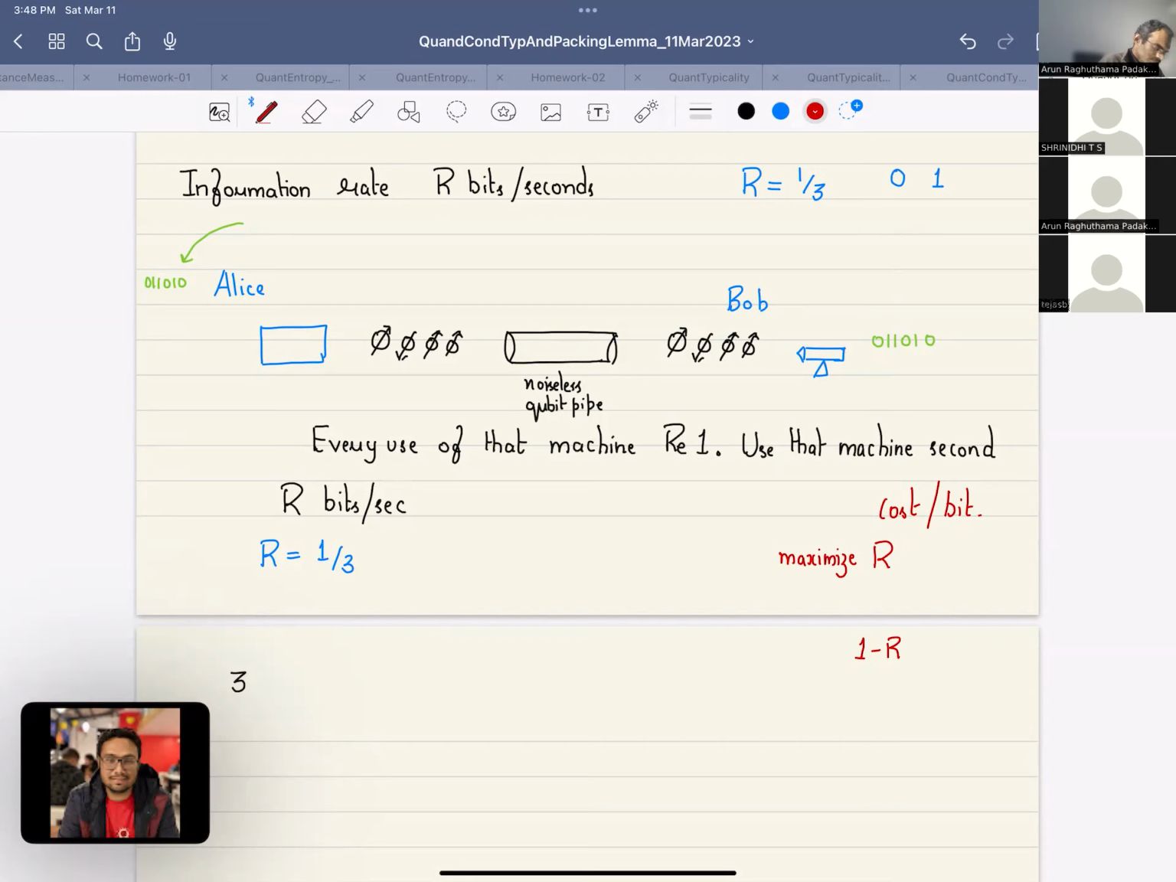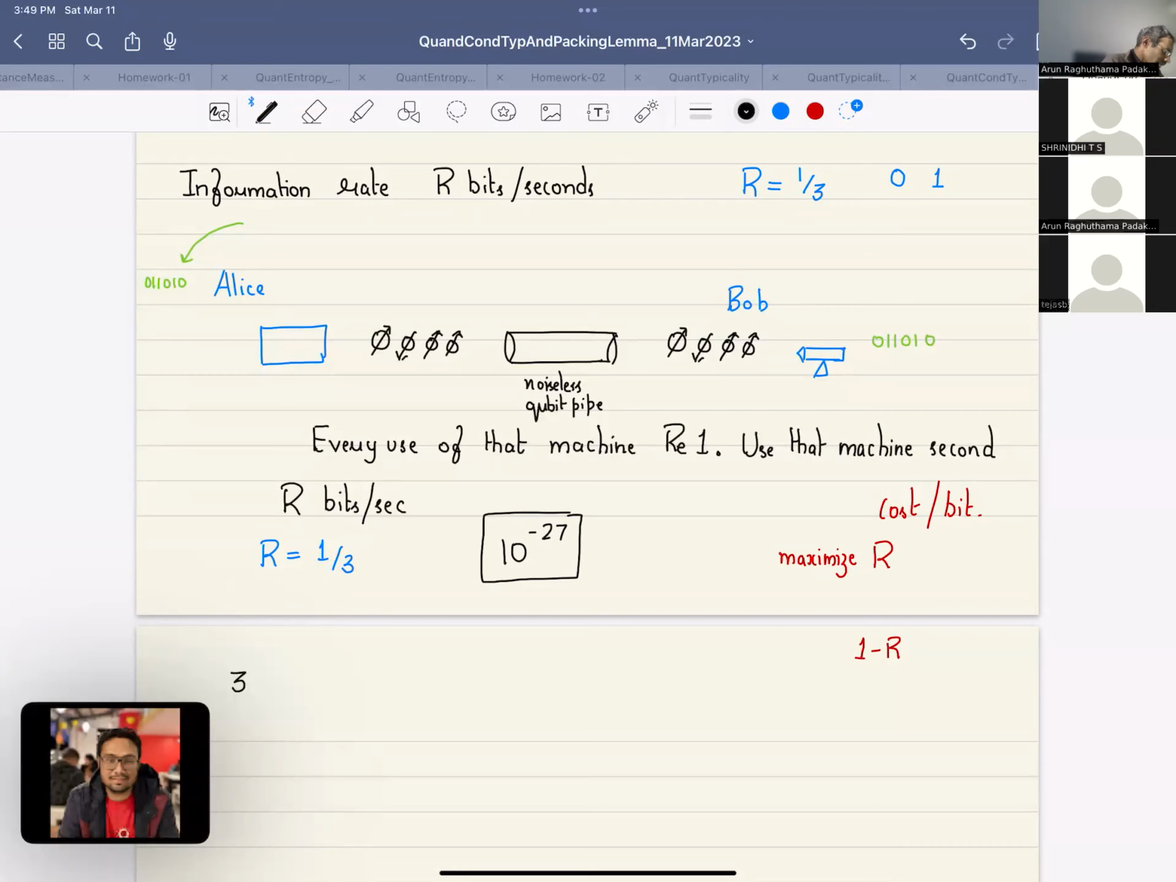Could you repeat the last part? There was some audio issue. Yeah, think of it like this. The setting is the following. Every second they can use this machine. They have to pay 1 rupee. Also, one more thing I wanted to say: they want to ensure that the probability that Bob gets the message incorrectly should be 10 power minus 27. So the probability that Bob gets the bits incorrectly should be as low as 10 power minus 27.